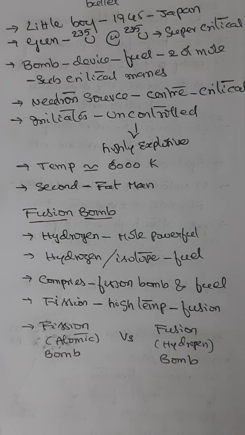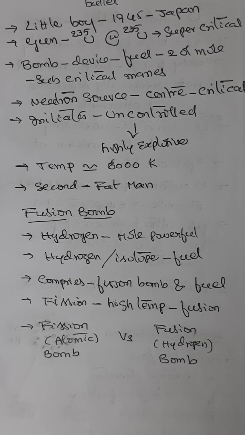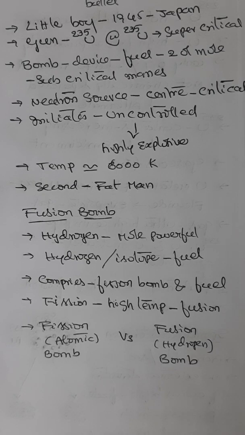Now when you look at the fusion bomb, this is also called the hydrogen bomb. This is much more powerful than a fission bomb. Hydrogen or its other isotope, deuterium, is the fuel used in this type of bomb. In fact, it comprises a fission bomb along with hydrogen or deuterium as a fuel. It's a combination. The fission bomb creates the high temperature required for the fusion reaction of hydrogen or deuterium to take place. So, like I told earlier, the nuclei of hydrogen, deuterium, tritium, etc. fuse together to release an enormous amount of energy.